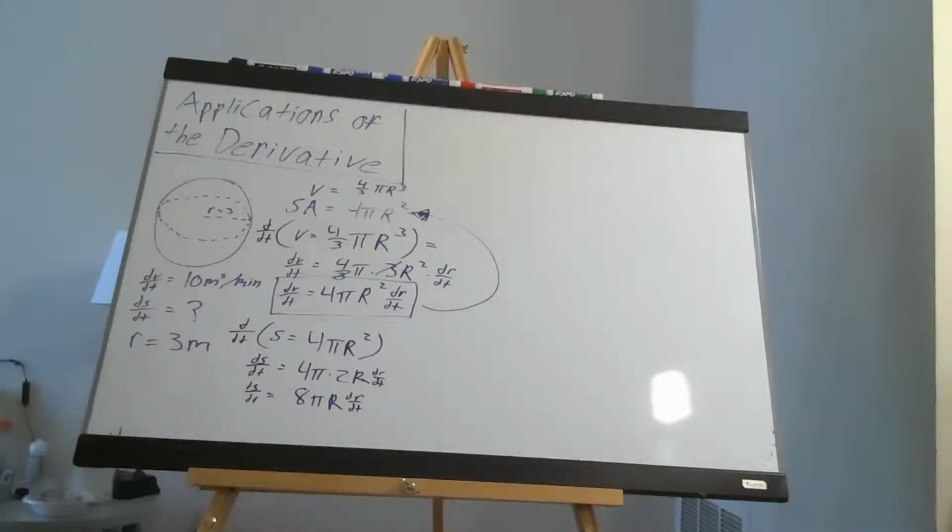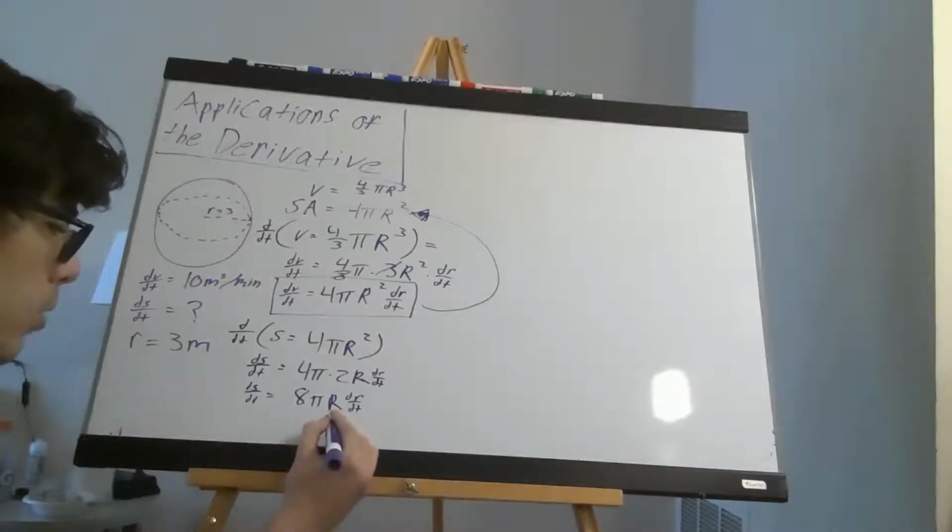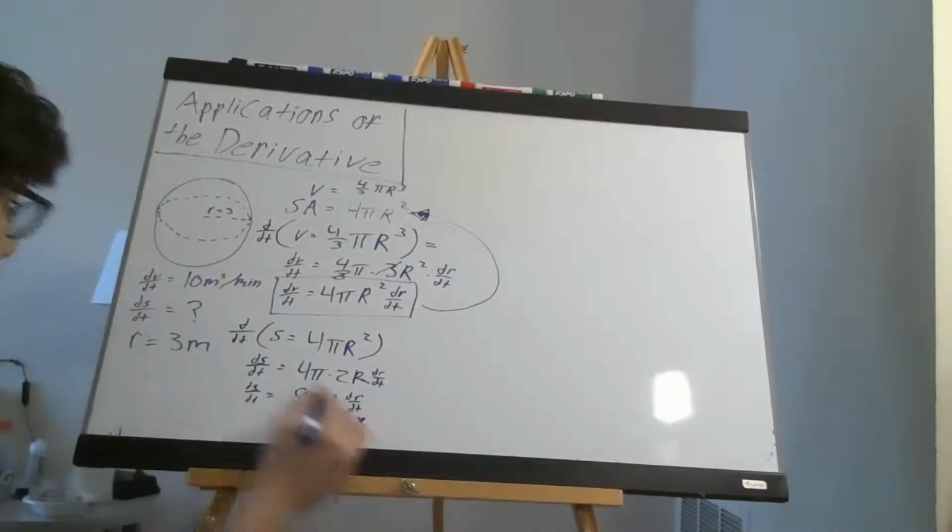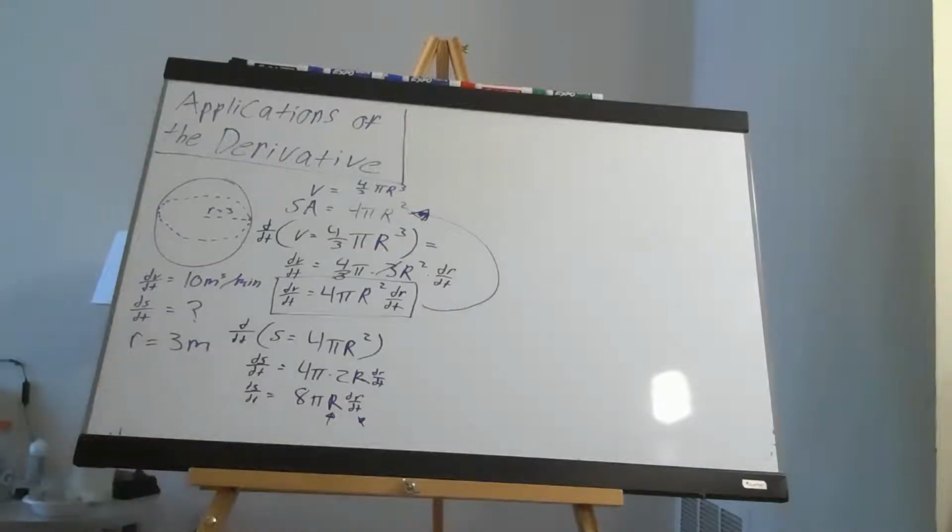So the question asked us, let's just reread it real quick. It goes, find the rate at which the surface area of the balloon is increasing when the radius of the sphere is 3 meters. So we know what radius is, and we also have defined dr dt. No, look at this. They want you to do a little bit of work. So I guess we do have dr dt.